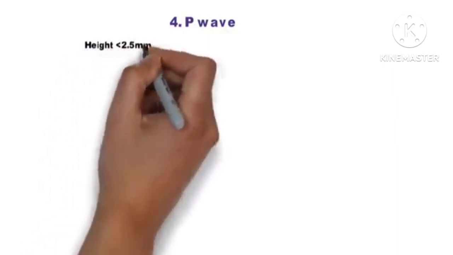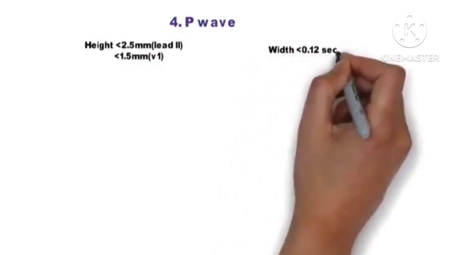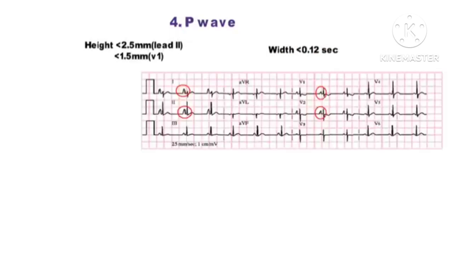Step 4 is P wave. So first of all, see whether P wave is present or not. If present, see the morphology. For P wave morphology, we'll look at lead 2 and V1. Height of normal P wave is less than 2.5 mm in limb leads and less than 1.5 mm in precordial leads, and the width should be less than 0.12 seconds.